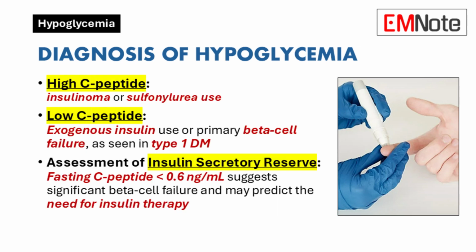Measuring C-peptide is essential for differentiating between various causes of hypoglycemia. A high C-peptide suggests conditions like insulinoma or sulfonylurea use, whereas a low C-peptide indicates exogenous insulin use or primary beta cell failure, as seen in type 1 diabetes. C-peptide levels can help assess how much endogenous insulin they are still able to produce, which is critical for treatment planning. A fasting level below 0.6 nanograms per milliliter suggests significant beta cell failure and may predict the need for insulin therapy.